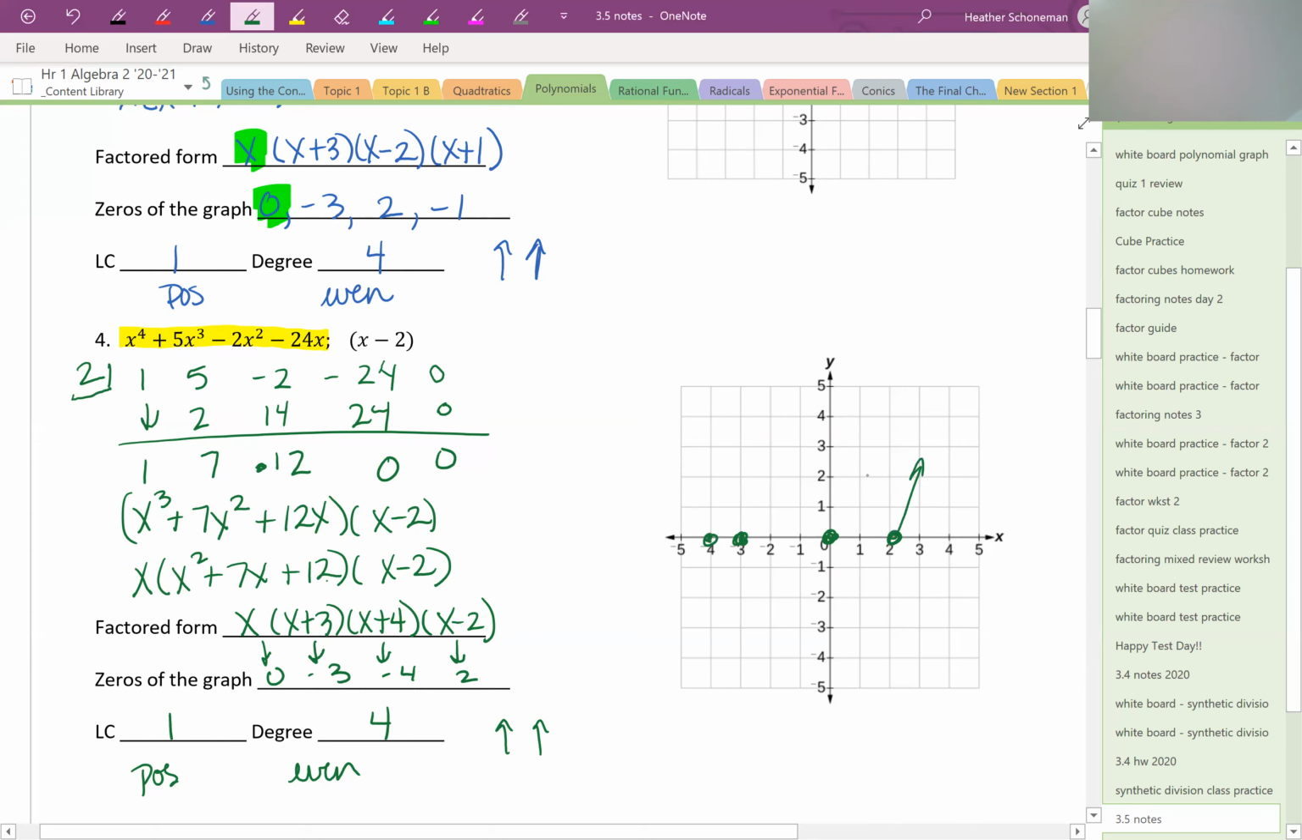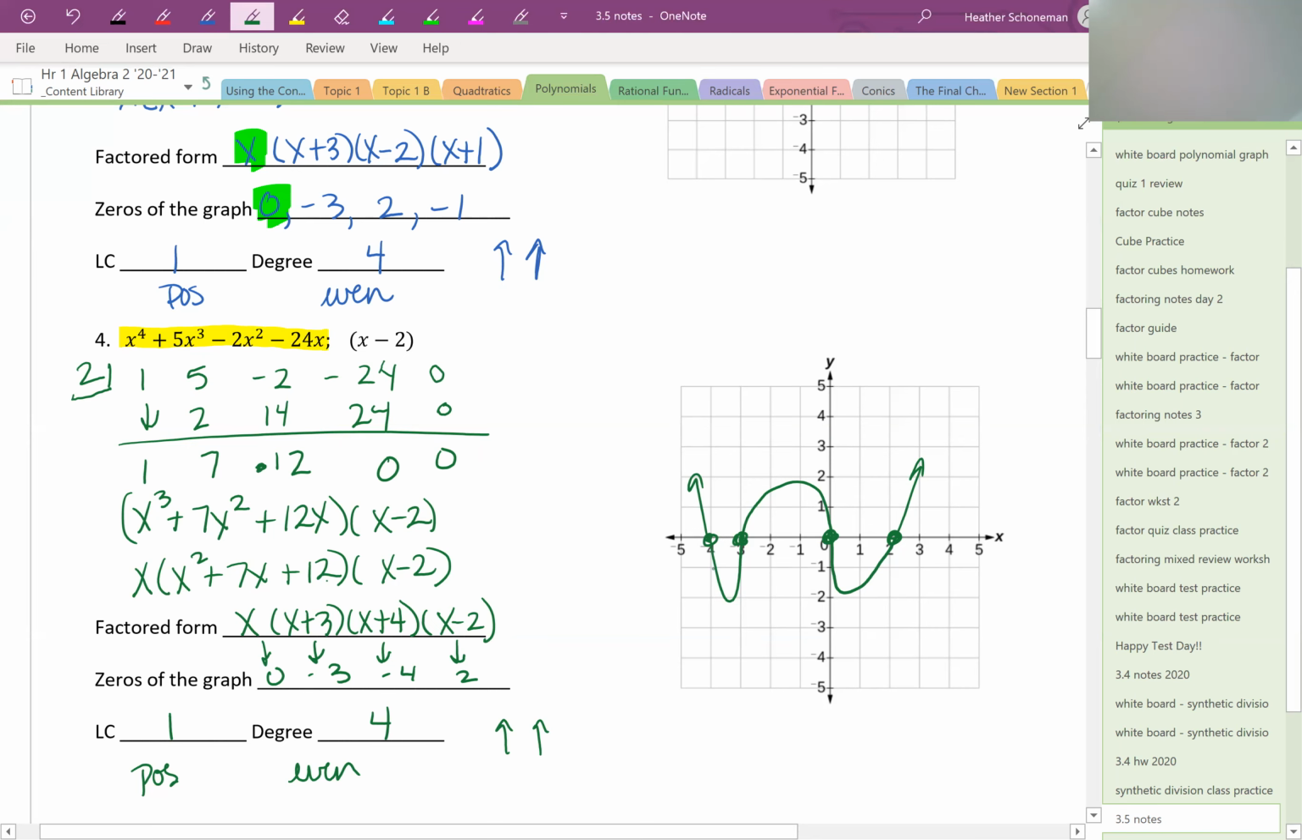I know they're both going up, and then I'm going to weave it in and out. Now, on these problems, the zeros of the graph each occurred one time. And so if each one occurred one time, my degree matches how many zeros there are, and it all works out. When they occur one time, one is an odd number. And anytime we have an odd number, the graph is going to cross the x-axis.